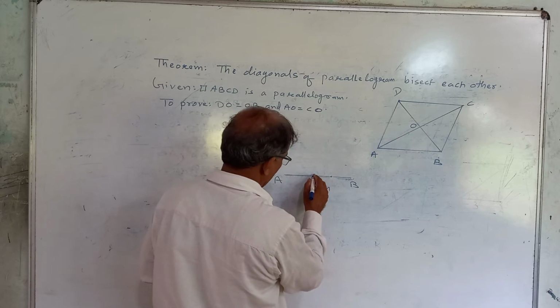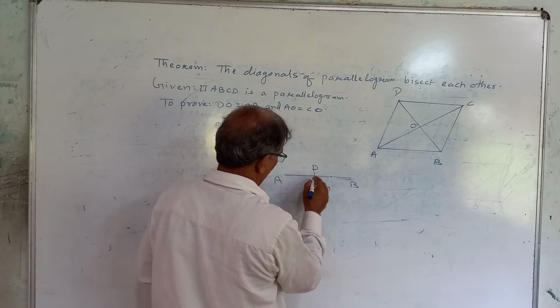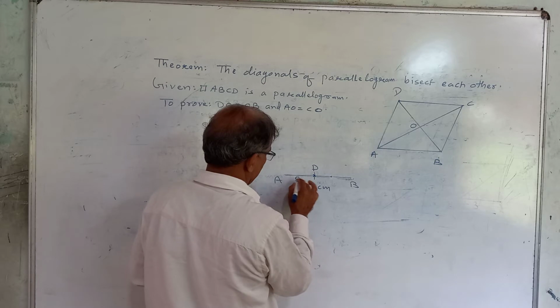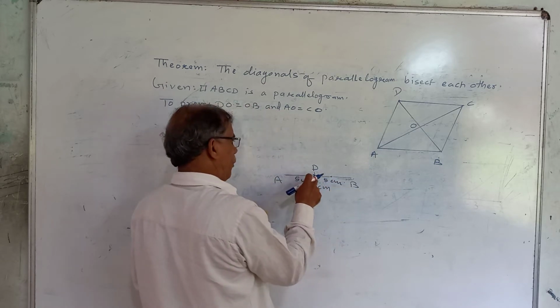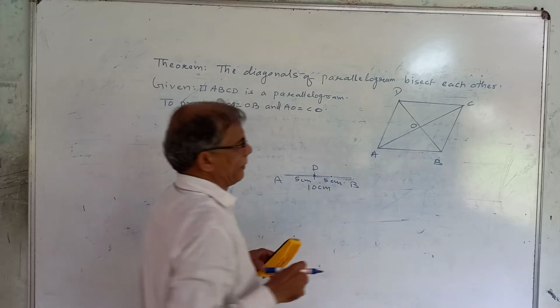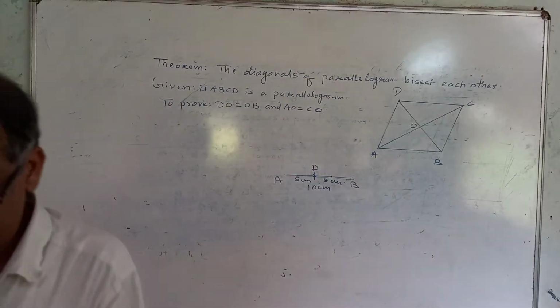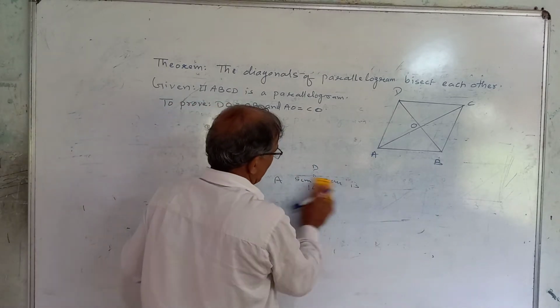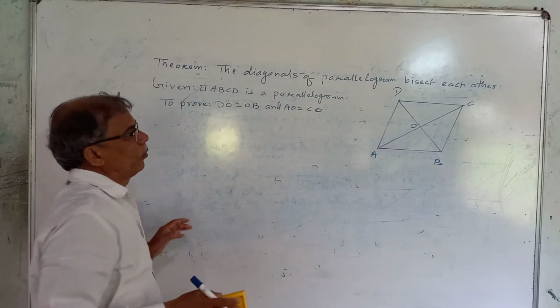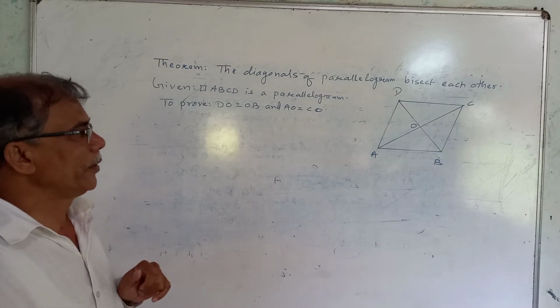Means if you are marking P somewhere here, such that this is 5 cm and this is 5 cm, then we say point P bisects segment AB. To bisect means divide into two equal parts. Now diagonals bisect to each other. Now which are the two diagonals here?